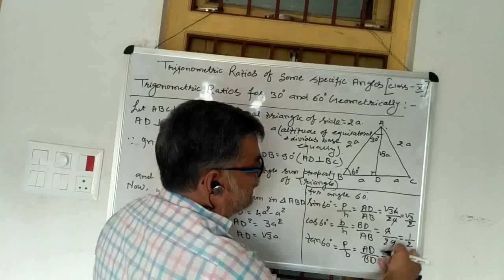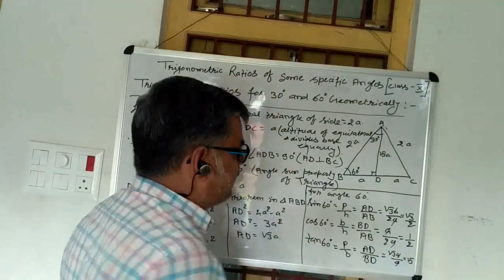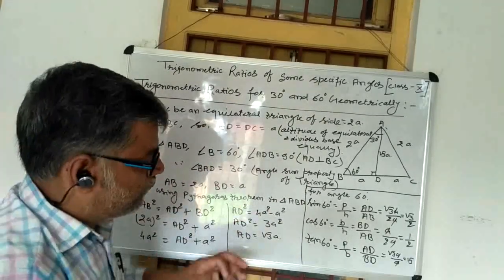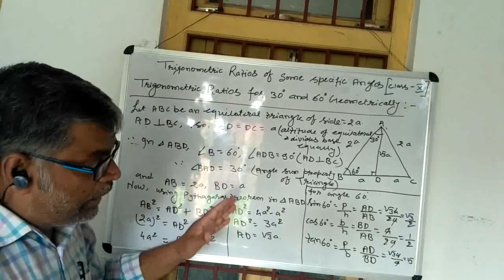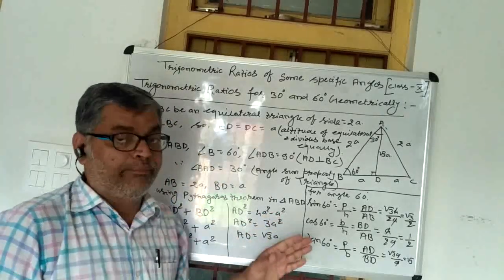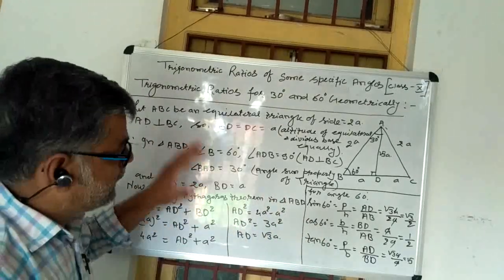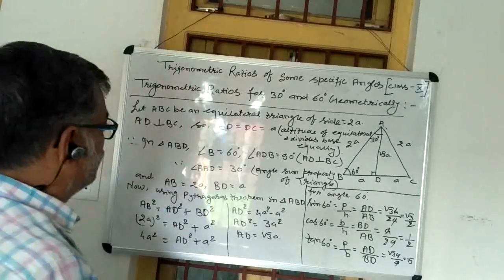Sec 60 degree will be 2 and cot 60 degree will be 1 by root 3, that is the reciprocal of these three values. So in this way you can find the value for angle 60 degree for the different trigonometric ratios geometrically. Now we need to find the value for 30 degree also.